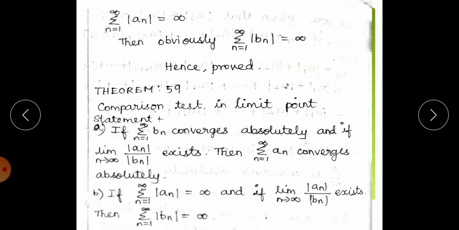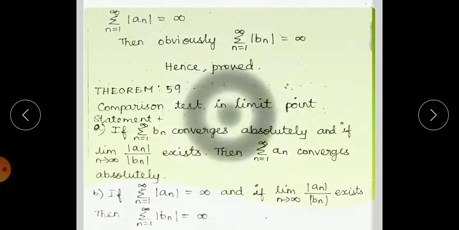Next theorem, comparison test in limit form. If summation bn converges absolutely and limit n tends to infinity of modulus of an by modulus of bn exists, then summation an converges absolutely. Second case: if summation modulus of an equals infinity and the limit exists, then summation bn equals infinity. So in the first case they have given the condition that summation bn converges absolutely, and we have to prove summation an converges. In the second case, an is infinity and the limit exists, then bn equals infinity, which we have to prove.